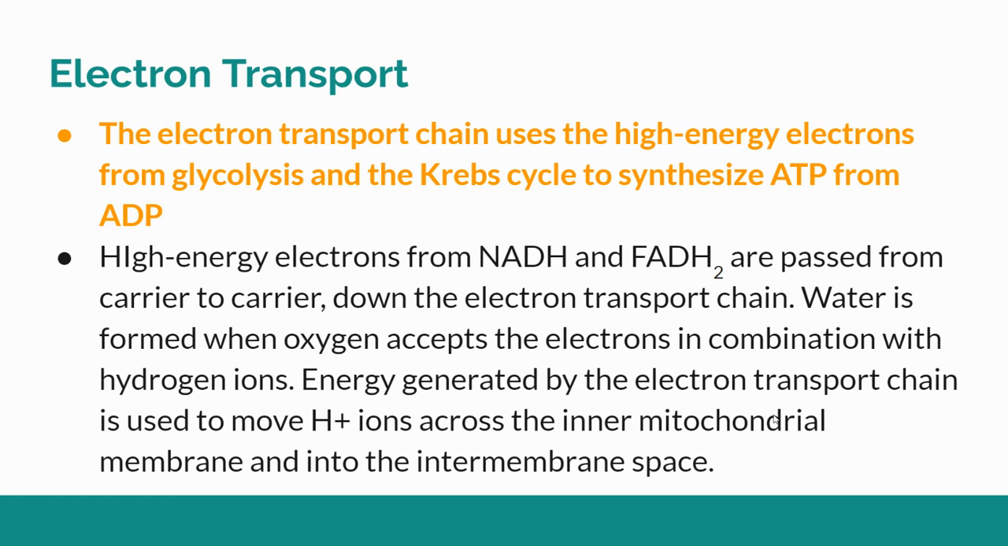So these high energy electrons from NADH and FADH2 are passed from carrier to carrier down the electron transport chain. Water is formed when oxygen accepts the electrons in combination with the hydrogen ions. Energy generated by the electron transport chain is used to move these positive ions across the inner mitochondrial membrane and into the intermembrane space. Now look, as NADH gives off its hydrogen ion and its electron, it goes back to being NAD plus, which means it's going to move back up to be available for the Krebs cycle again. Same with the FAD. It's going to shed its 2 hydrogens, shed its extra electrons, and go back to being FAD.